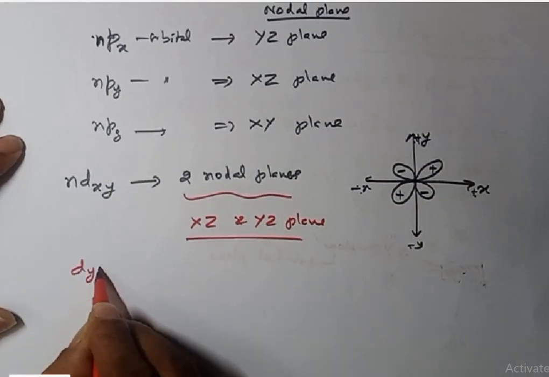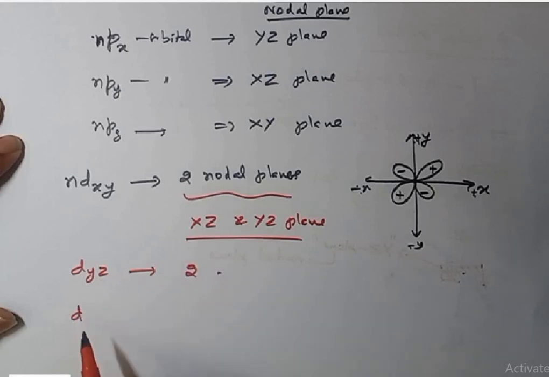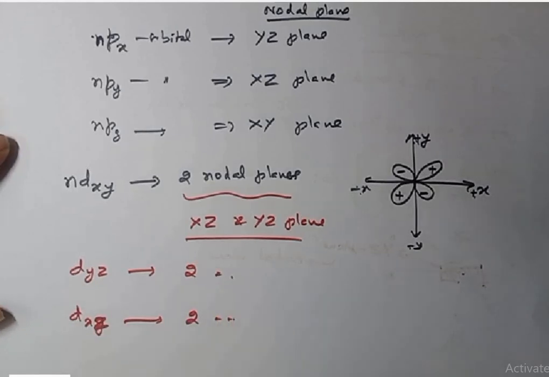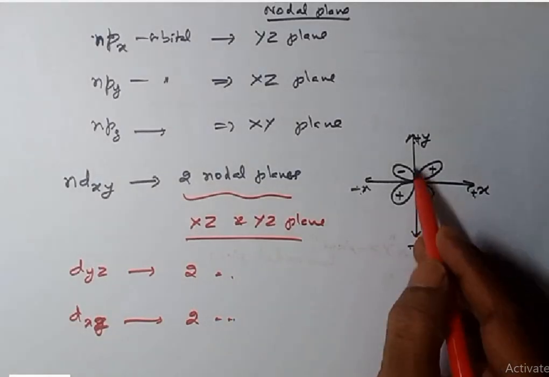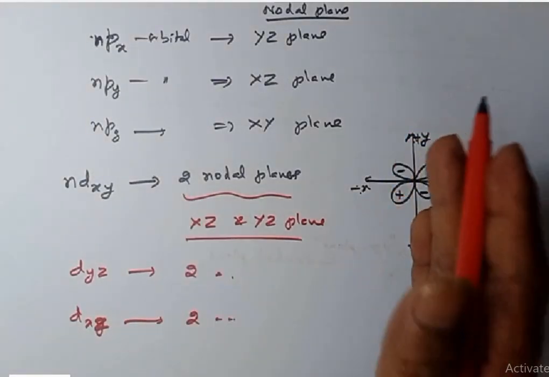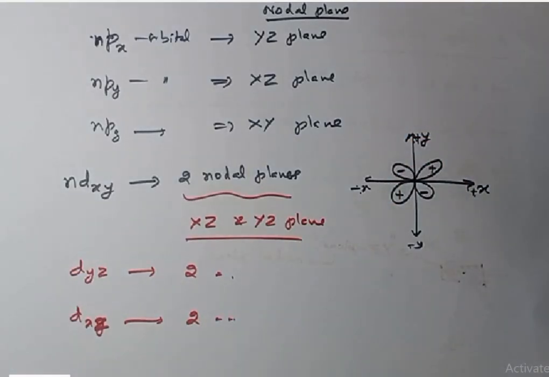Similarly, dyz has two angular nodes. Similarly, dxz also has two angular nodes. Right? The nodes are the nodal planes. Angular node means nodal plane. The nodal planes are passing exactly at the center where the probability is 0.